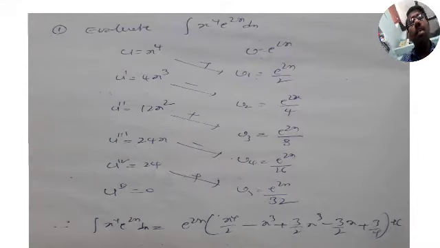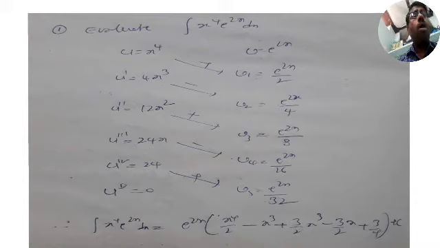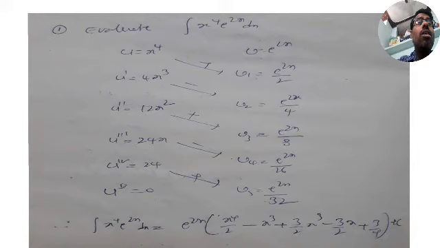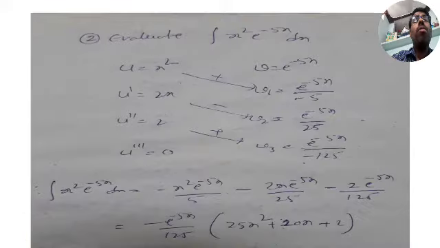Are you able to get it? Identify the problem. One of them must be algebraic. Find the first function derivatives and second function integration. Cross multiply with plus minus plus minus plus, that gives the answer. Are you getting, guys? So this is my first problem. So let me go to the second problem now.